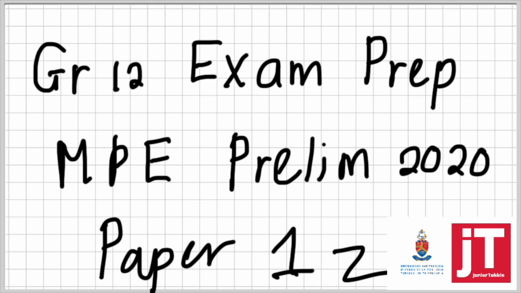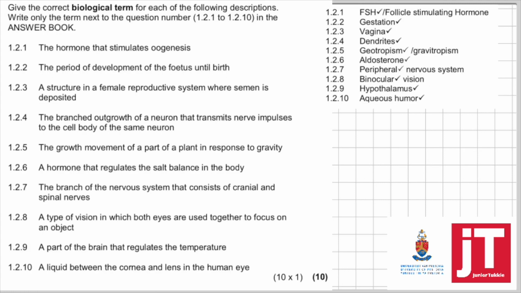In this video, I'm going to look at the Mpumalanga Prelim 2020 Paper 1. Give the correct biological term for each of the following descriptions. Write down only the term next to the question number in the answer book.